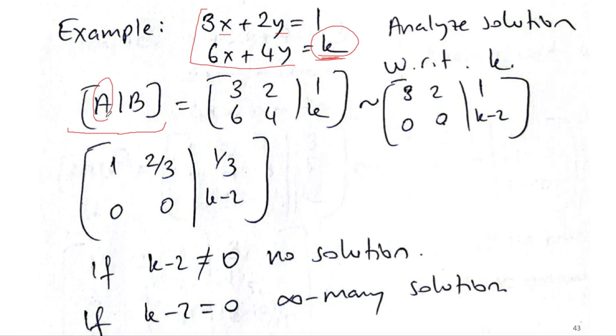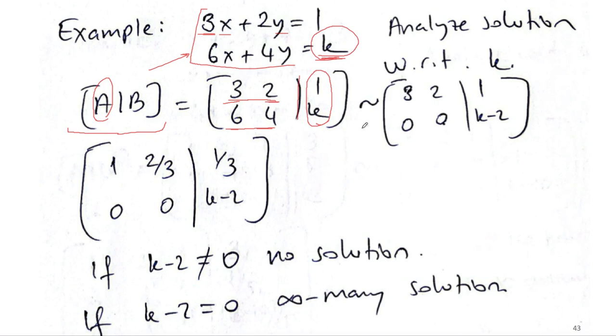A here is the matrix of coefficients in this system. So we fill in these coefficients: the first coefficient in front of x, 3, and then 2, 6, and 4. We write the first equation's coefficients in the first row, the second equation's coefficients in the second row, and we have the right-hand side 1 and k. And we draw this line to separate the left and right hand side of these equations from each other.